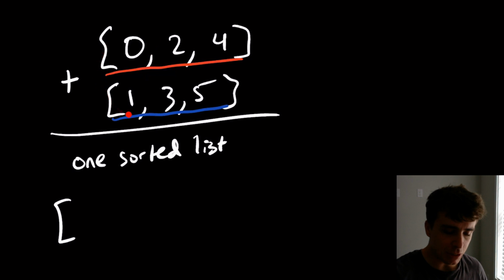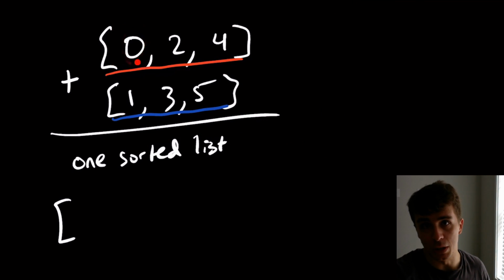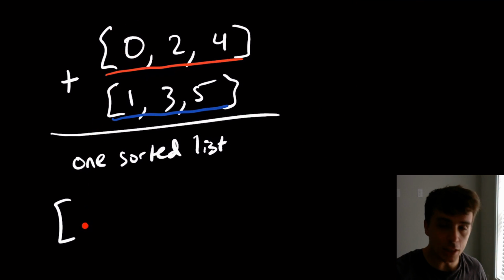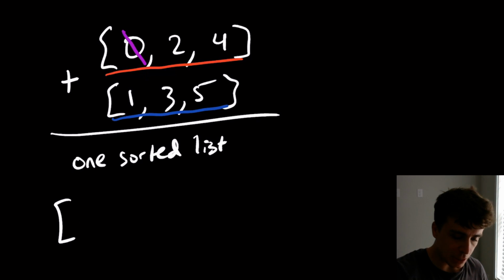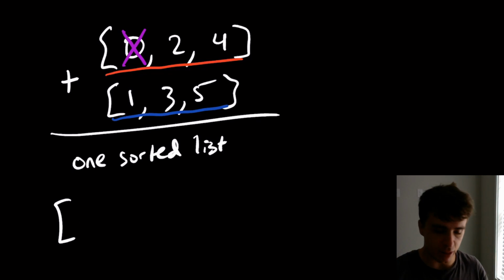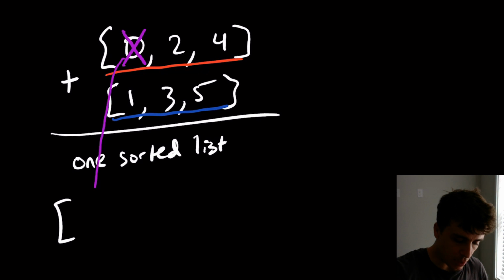So what I'm going to do is look at just those two elements, no other ones, and take the smaller element, which is 0 in this case, and put it into the list that we're making down here. I'm going to cross off this 0 because we're done with it after I put it into the list right here, which is 0.